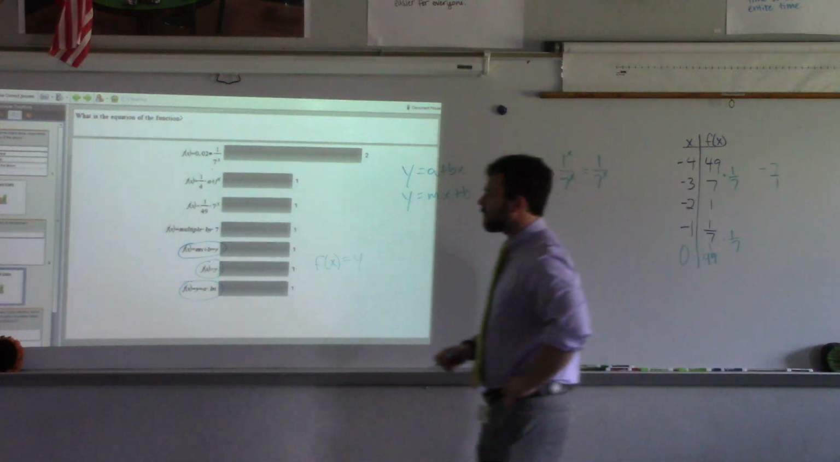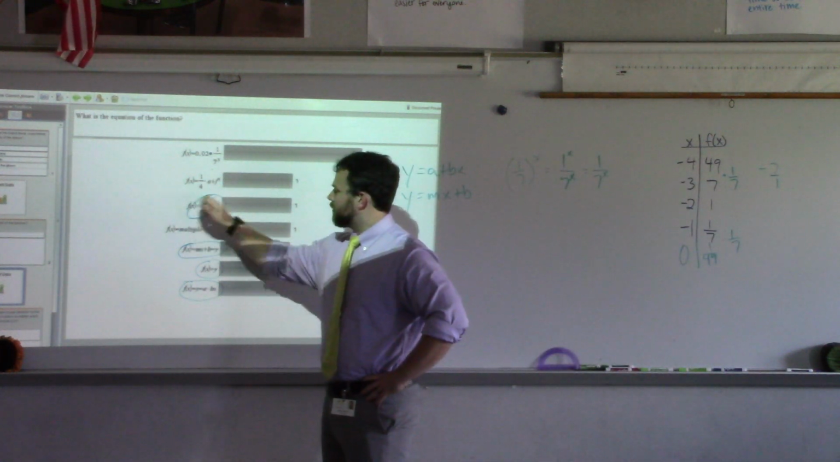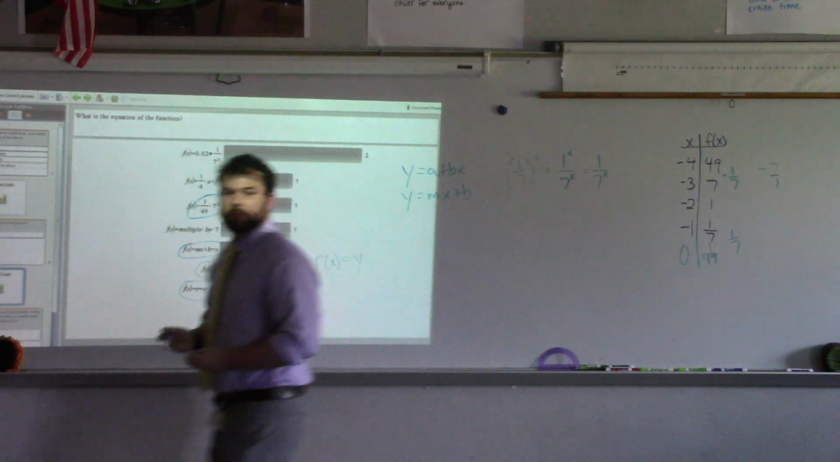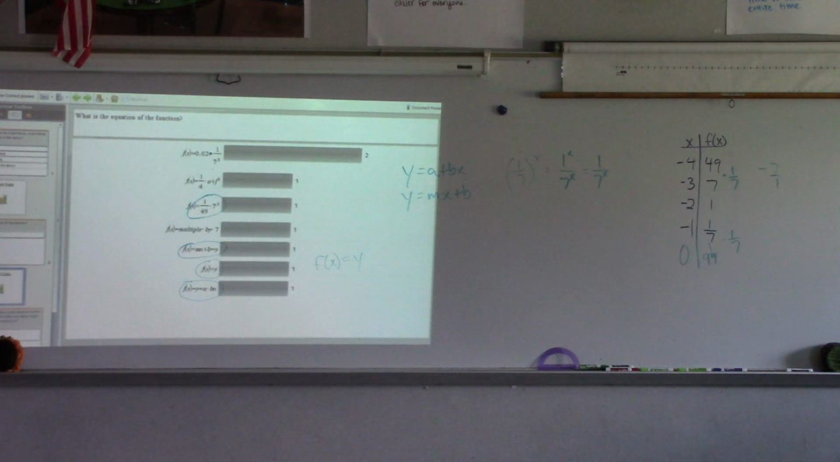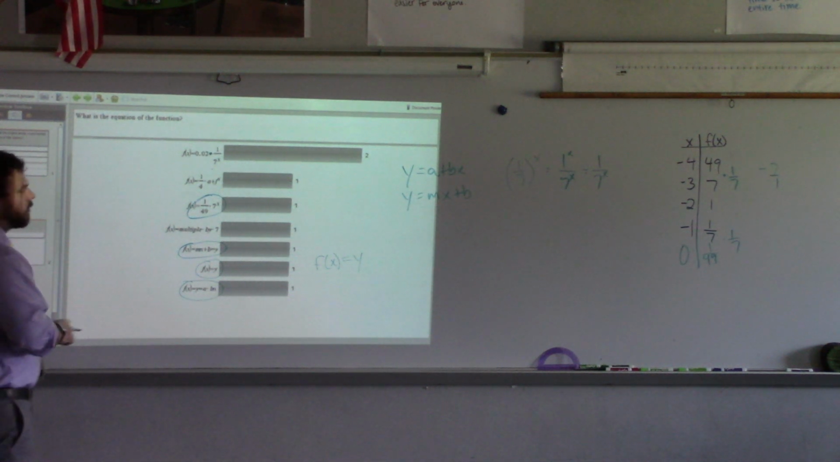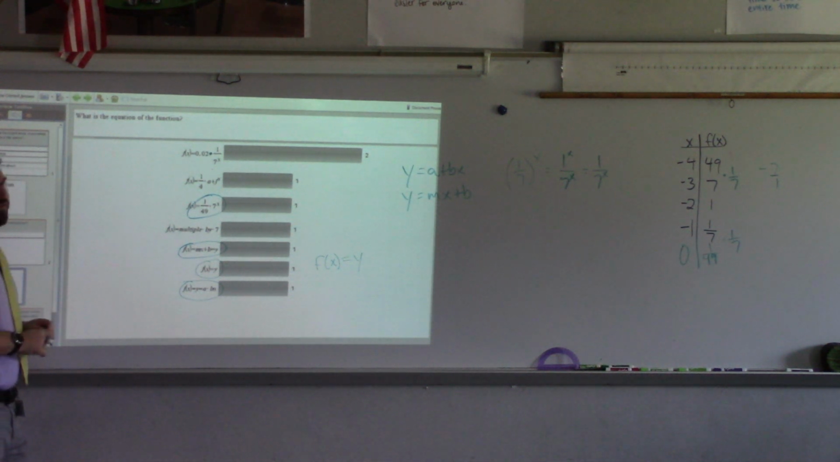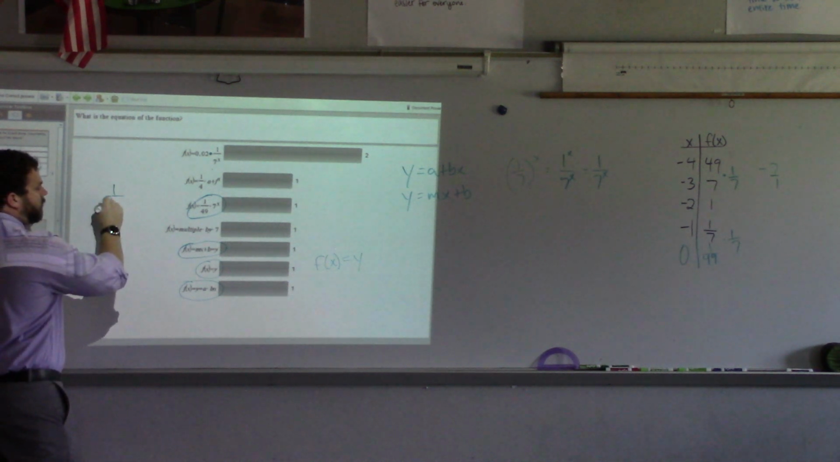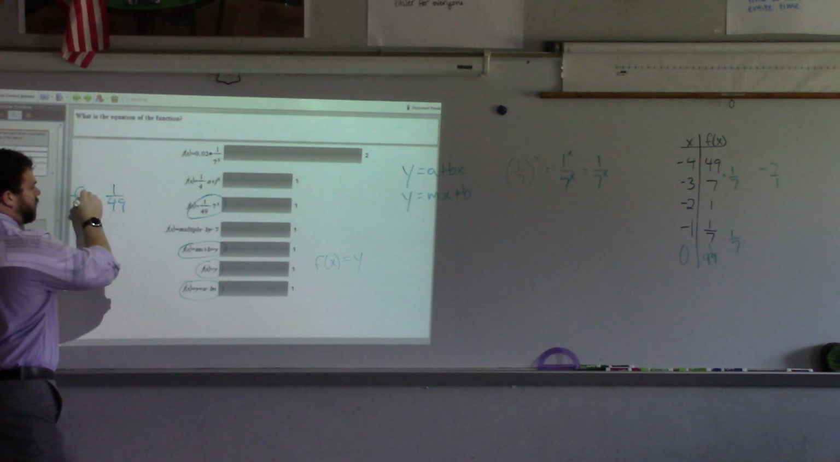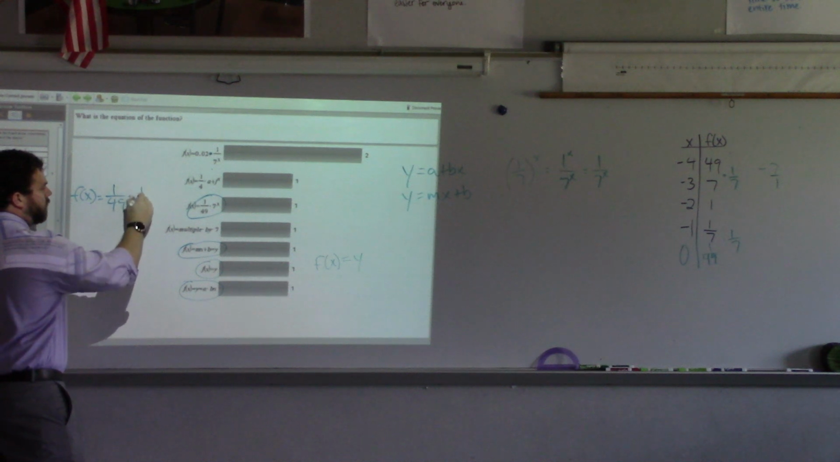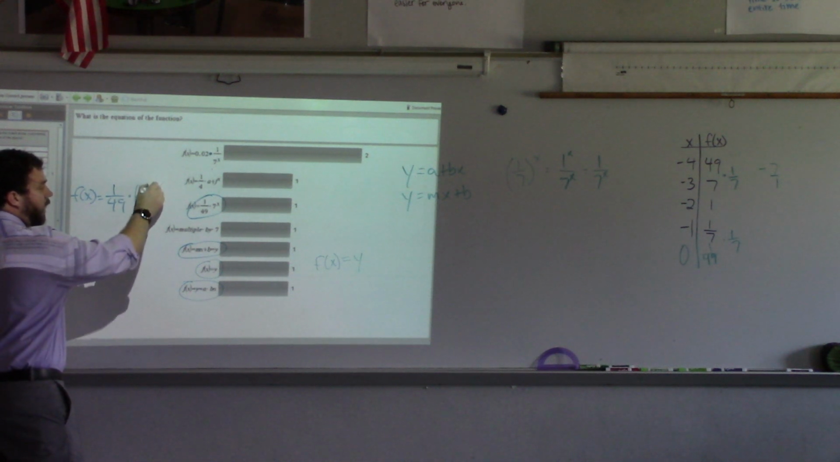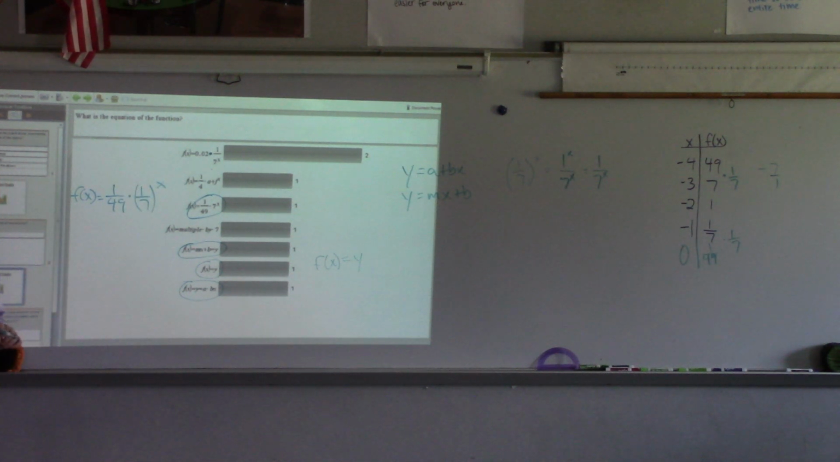What's the issue there, though? What are they multiplying by in that equation? 7. Are we supposed to be multiplying by 7? No. What are they supposed to be multiplying by? 1/7. So let's reword that: 1 divided by 7, or 1/7. That's how I would have written it, times 1/7 raised to the x.